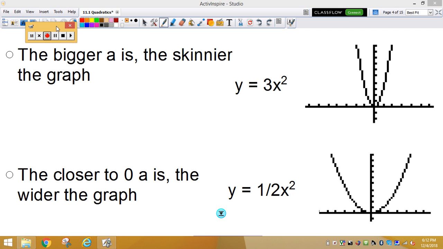Next up. The bigger A is, the skinnier your graph is going to get. And the closer to 0 A is, the wider it's going to get. So look at these two examples. First notice they're both positive, which means they're both concave up. This one is a 3, and this one is a 1/2. Well, 3 is bigger than 1/2. So if you look at the graph, the one with the 3 is skinnier. And that is because 3 is bigger than 1/2.